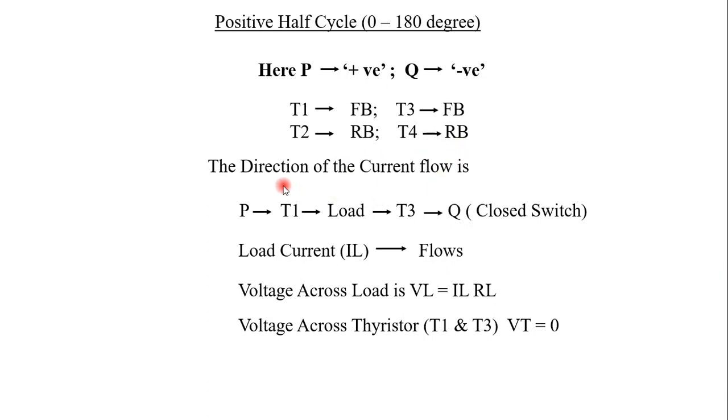So in the positive half cycle, the current flows through T1, the load, and T3. The switch is closed, so we have current IL flowing, and the voltage across the load VL is equal to IL times RL. For the voltage across the thyristors, we get voltage only across T1 and T3, because the other two thyristors are turned off.